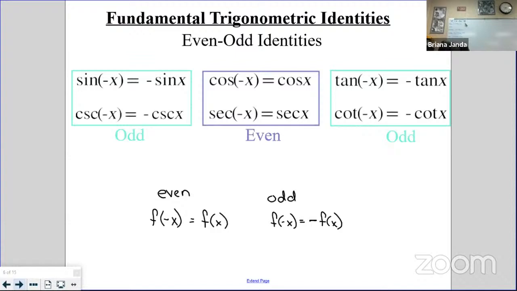When we see these show up, and I'm not going to introduce these into our work until like Thursday or Friday, it ultimately means, do I simplify it to have a negative in front, or do I simplify it to just be the original positive version of that function? Anyone still need this page? Okay.